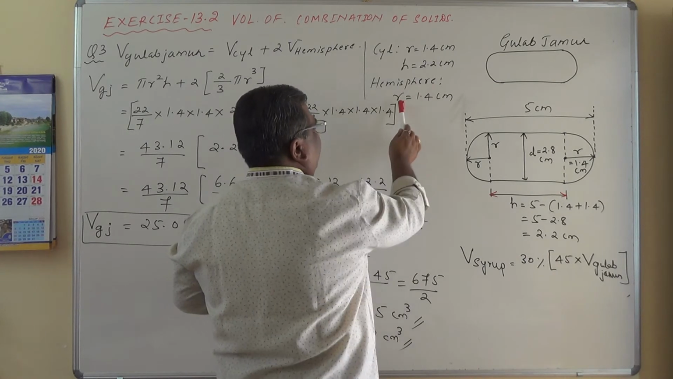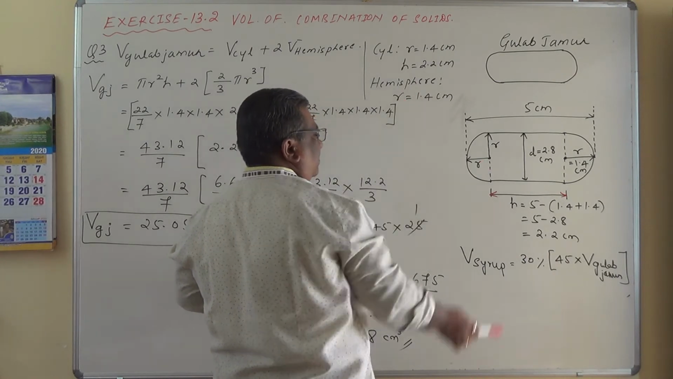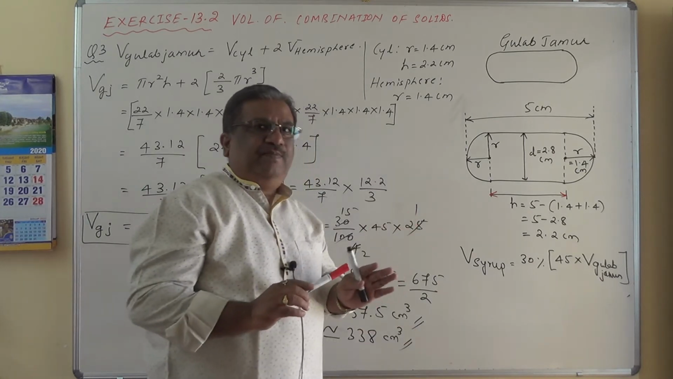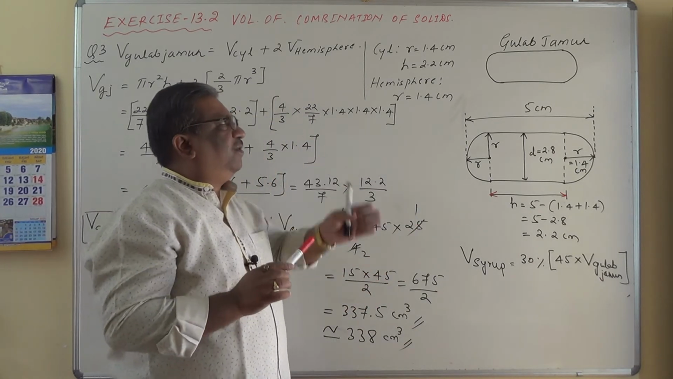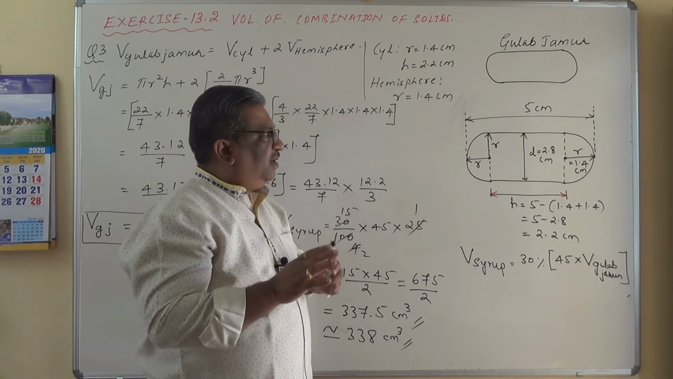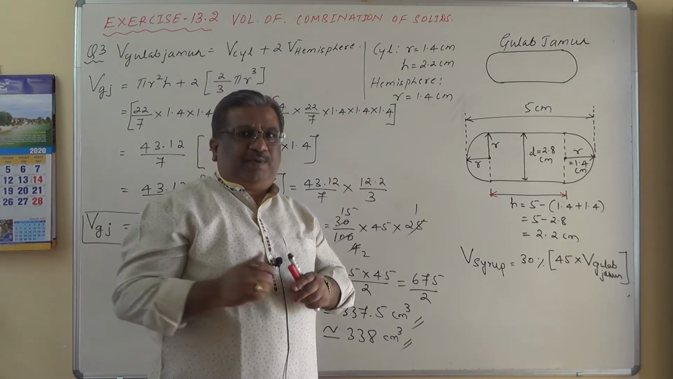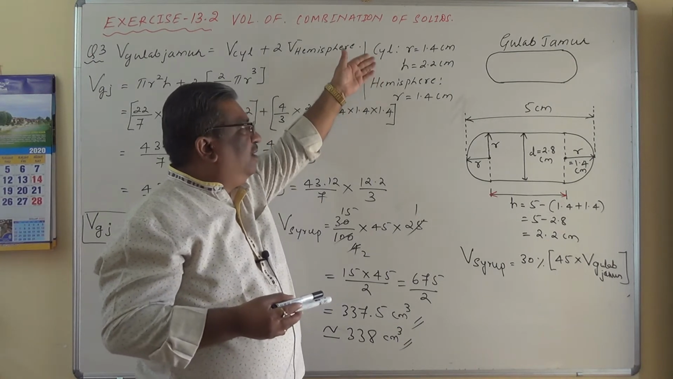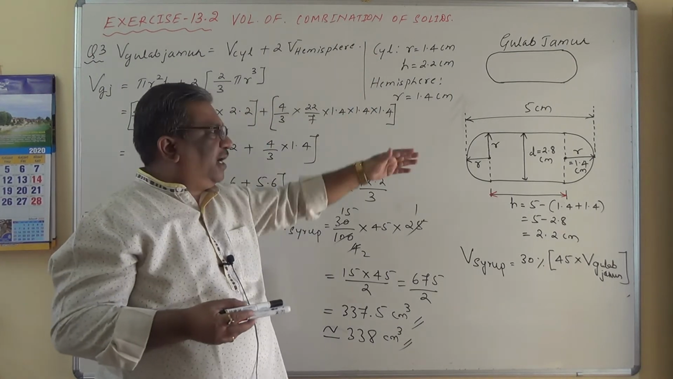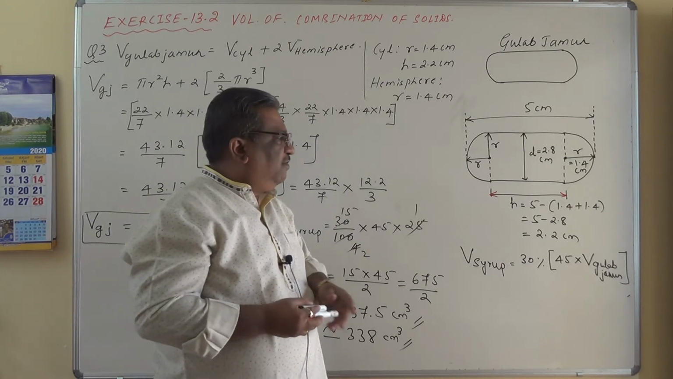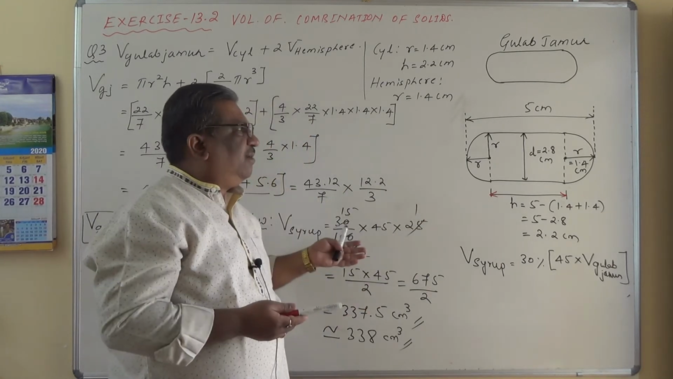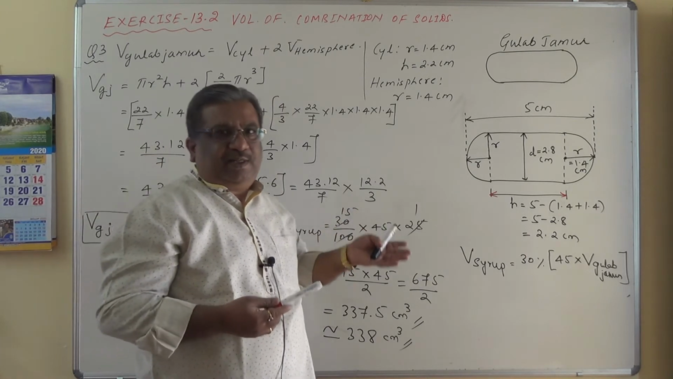For hemisphere only we require radius, which is 1.4 centimeter. So I hope you are able to understand how to split the given shape of a gulab jamun into proper cylindrical and hemispherical shapes. And you need to note down for cylinder and for hemisphere what dimensions you arrive at after calculating. For all these things, diagrams play a very important role, and without a diagram there is no point in solving such numericals at all.